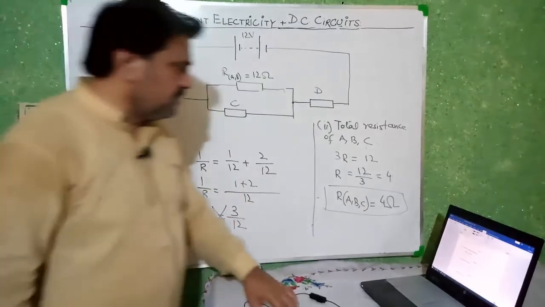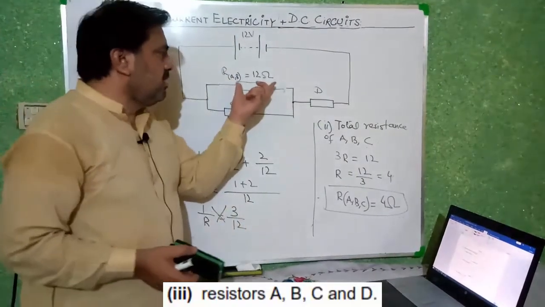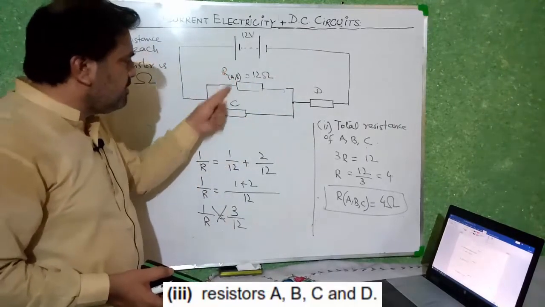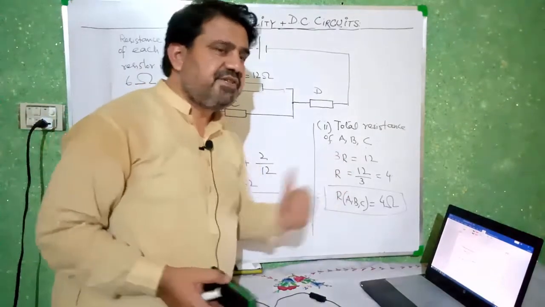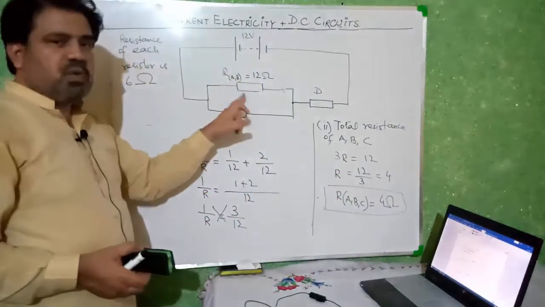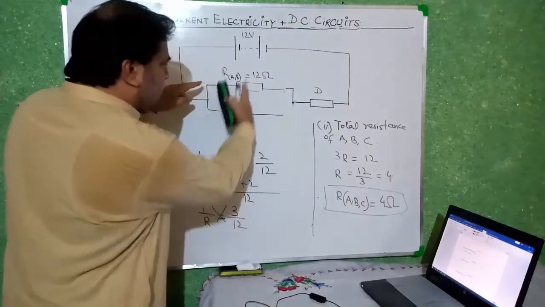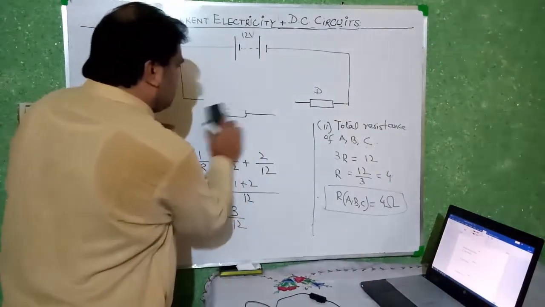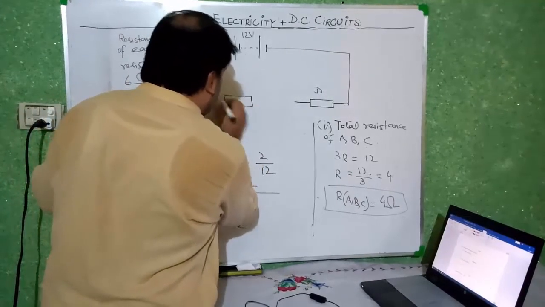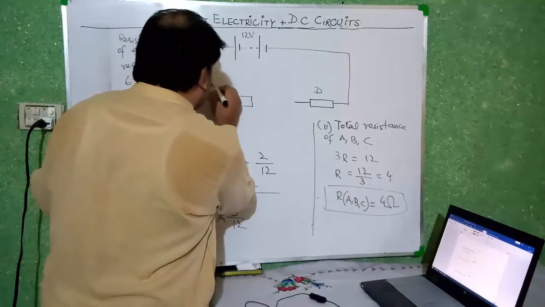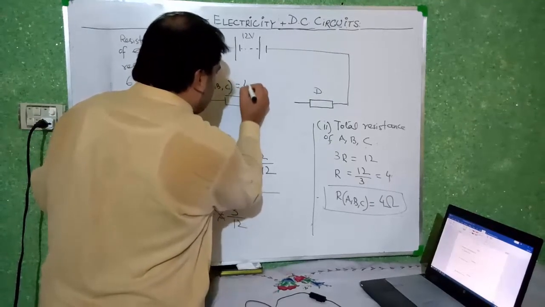Now we are going to move to the third part of this question. In the third part, it asks us to find the total resistance of A, B, C and D. So actually we have to find the total resistance of 4 resistors. Now again I'm going to make one change in this diagram. I'm going to draw the total resistance of these three resistors, which is represented by R_ABC, and this resistance is 4 ohm.